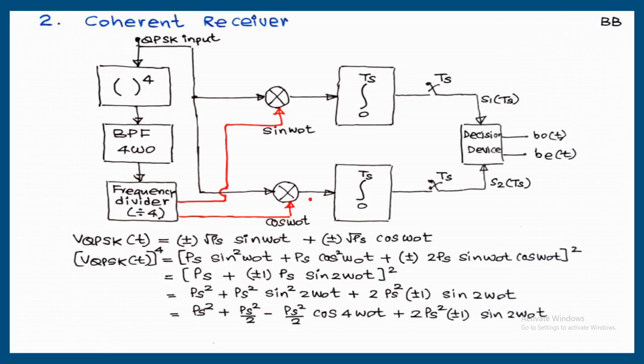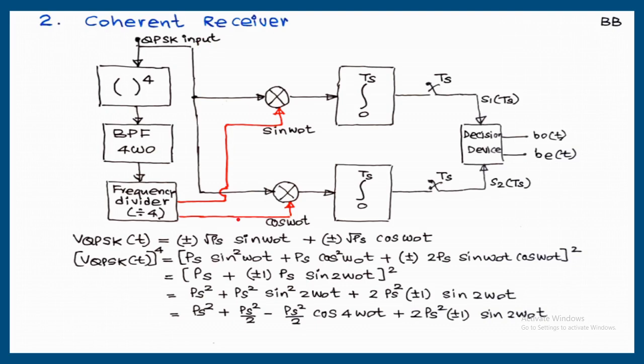Coherent receiver. This type of receiver we already studied. For a BPSK, it was square, bandpass filter with 2 omega 0 and frequency divided by 2. Instead of that 2, write everywhere 4. For a QPSK, the received signal is passing through raised to 4, then bandpass filter with a center frequency 4 omega naught, and then frequency divider divided by 4 for regenerating sin omega 0t and cos omega 0t. Then only we are able to say our receiver is coherent receiver, because for a coherent receiver, we need synchronized carrier from the received signal.